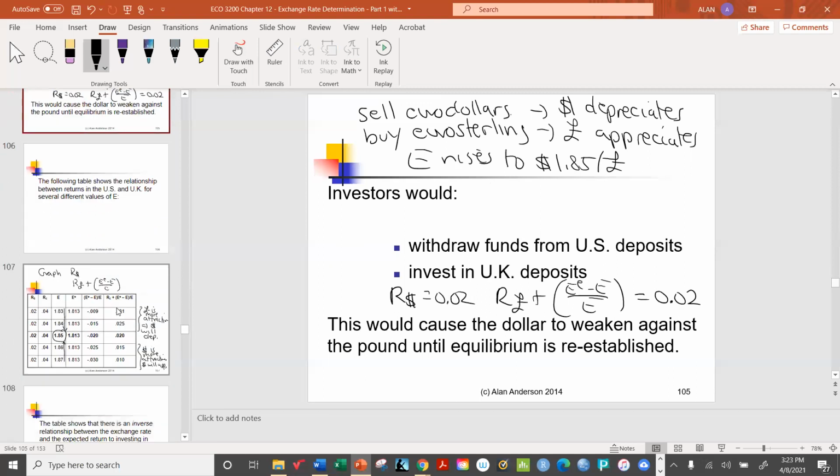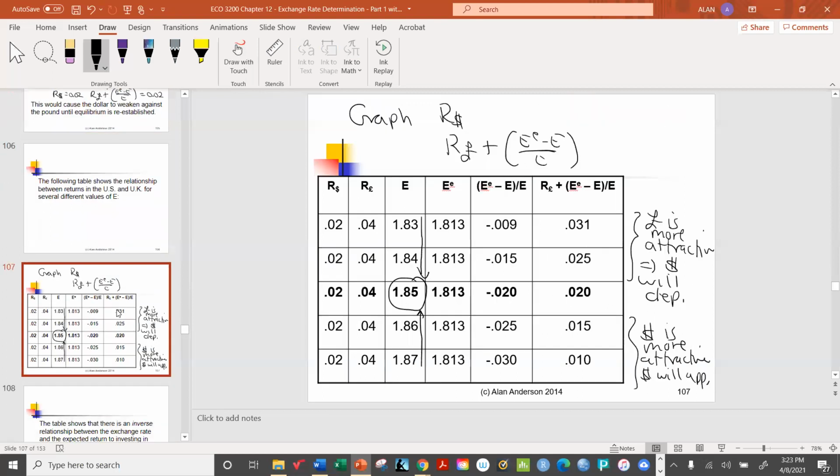So, all right, so here we already know the bold face in the middle. This is where we are at equilibrium. This is the first case we looked at. When E gets too high, as we saw, the dollar return, which is always 2%, exceeds the British pound return, which is right here. Remember, this is the euro dollar sterling return.